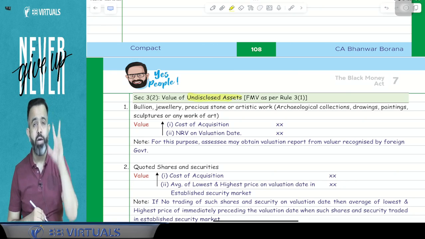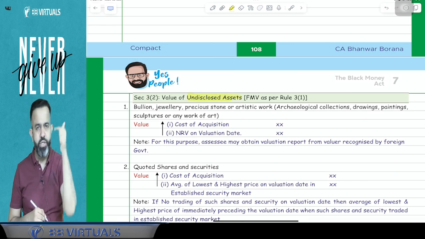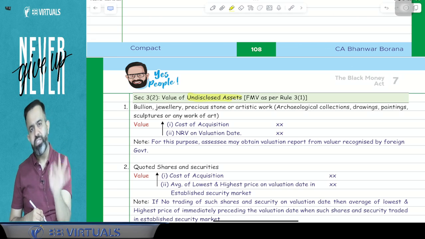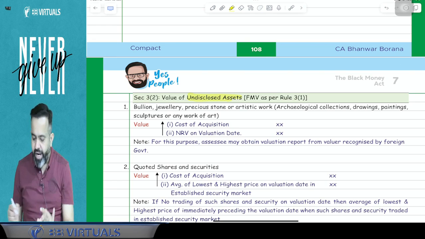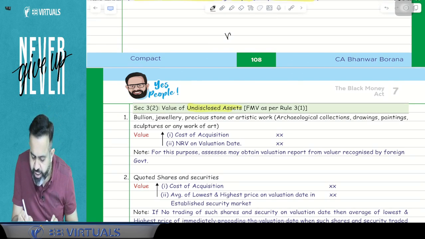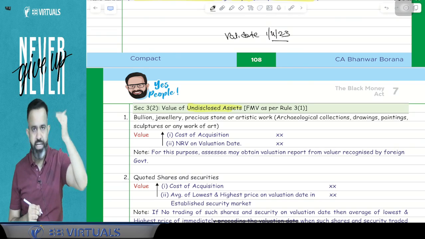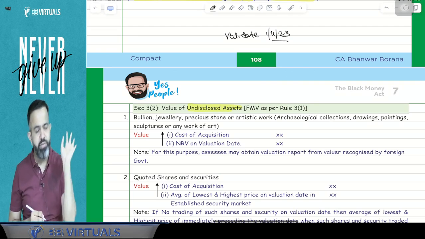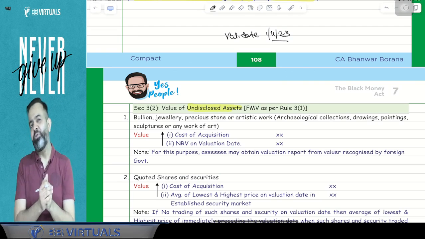Suppose, for example, I have purchased one property outside India and it comes to the notice of the AO in the current year. So guys, always remember, in the current year it is going to be charged. So the current year is your previous year, and in the previous year your valuation date will be the 1st April of the previous year. So our previous year is 23-24, so our valuation date will be the 1st April 2023. Now sir, how to value the property?